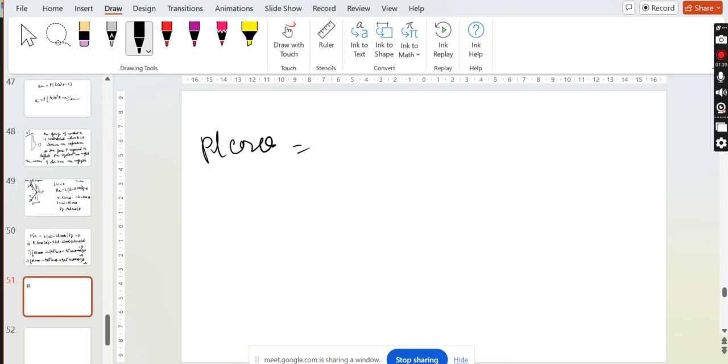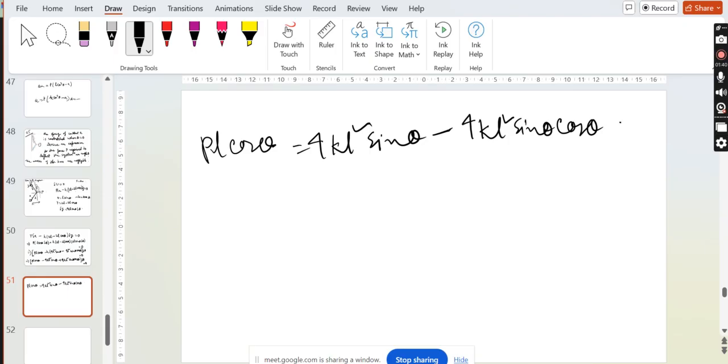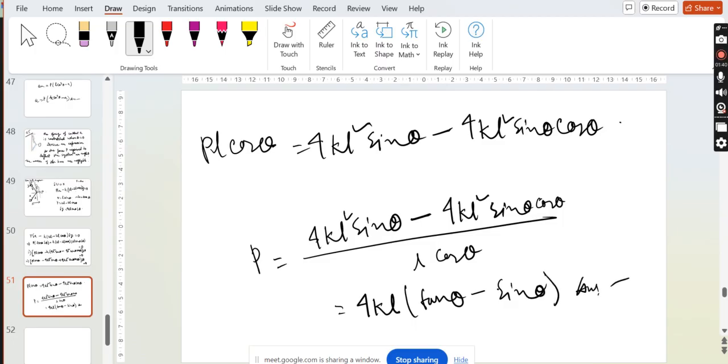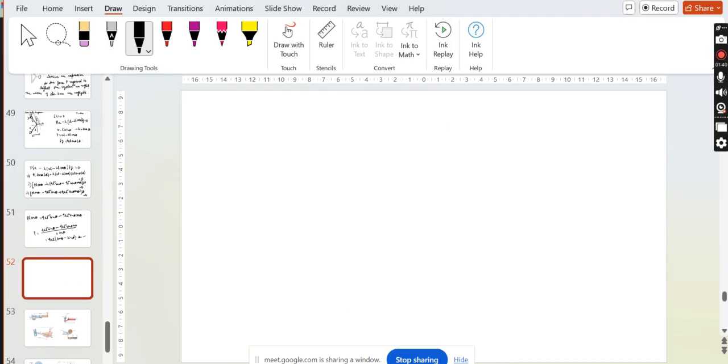That is equal to 4k square sin theta minus 4k L square sin theta cos theta. So E is equal to 4k L square sin theta minus 4k L square sin theta cos theta by L cos theta. So we will have 4k L tan theta minus sin theta. This is the answer. So that is how we can easily solve systems problems with the principle of virtual work.